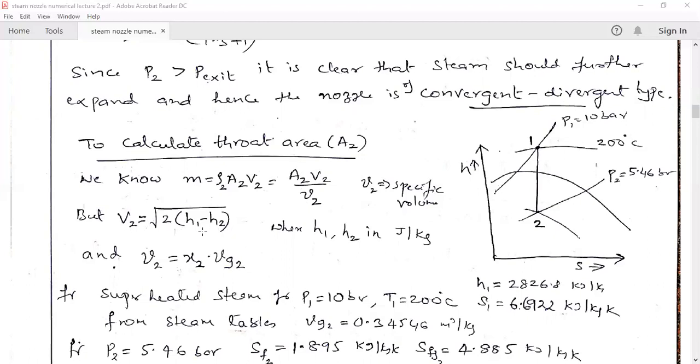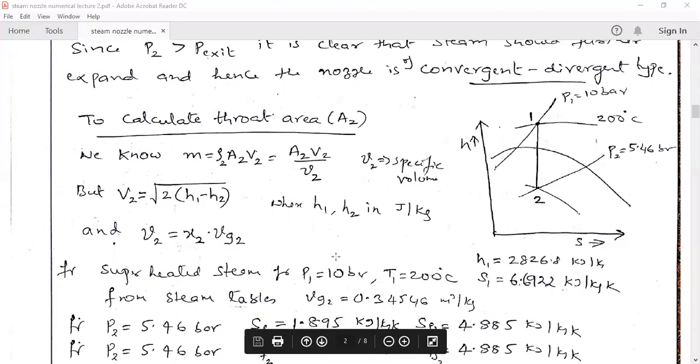V2 is equal to square root of 2 times h1 minus h2. Since state 2 is in the region of wet steam, we need to find the value of x2. Then once you get the value of x2, specific volume v2 will be equal to x2 into vg2. That is, at the pressure 5.46 bar, get the value of vg and multiply by the dryness fraction, and you will get the specific volume of steam at the nozzle.